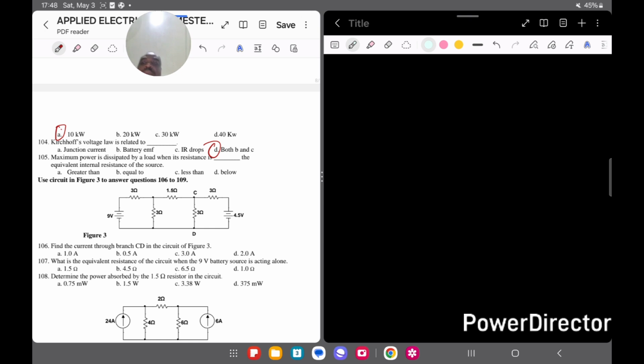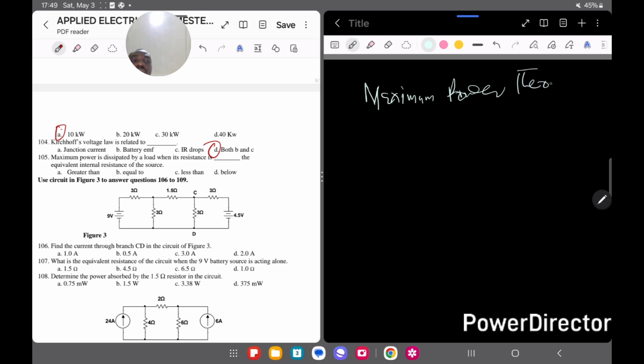of the source. Here, this is in regard to the maximum power theorem, right? Maximum power theorem.